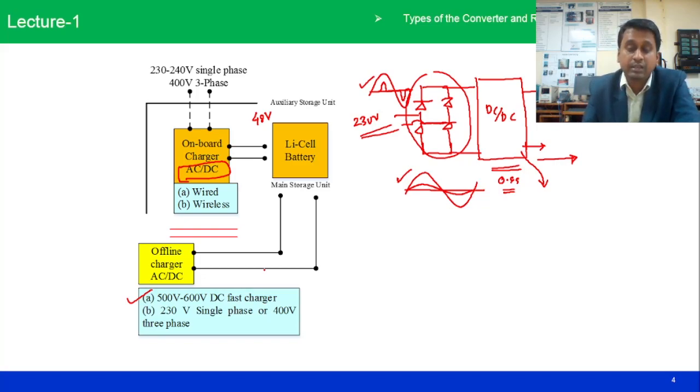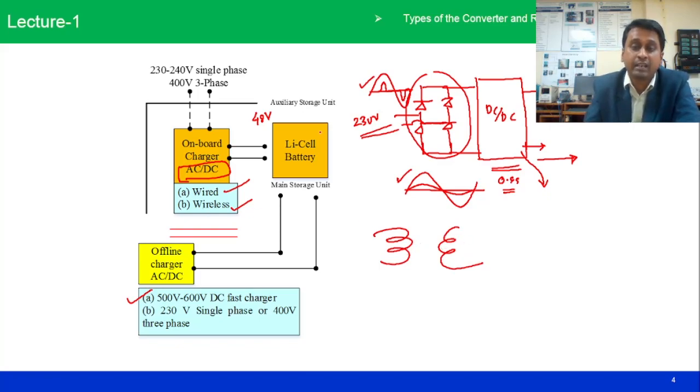So in summarization, the charging infrastructure can be divided into two parts: either a wired system or a wireless system. In a wireless system there is a sending end coil and a receiving end coil, so there is no electrical connection between the sending coil and the receiving coil. In the wired system, there is a direct connection from the supply to the particular battery, and that can be done through an onboard charger if charging infrastructure is not available, and if charging infrastructure is available, then it can be done through an offline charger.